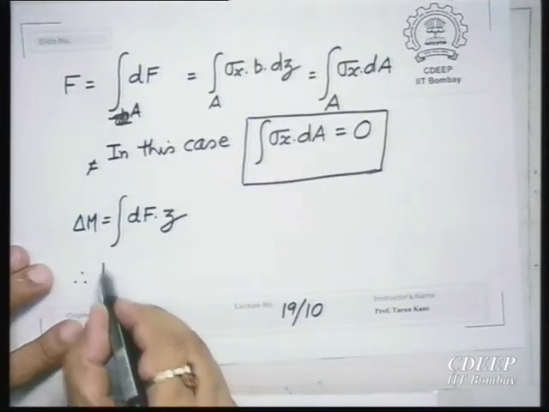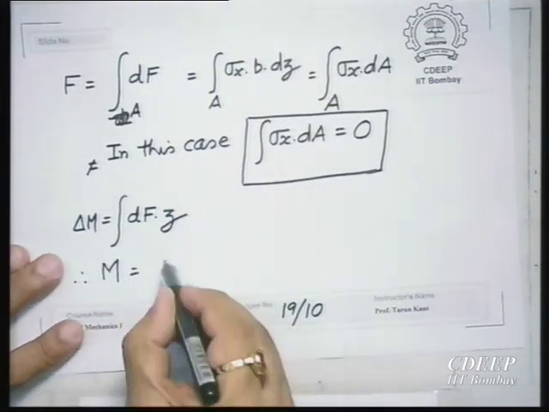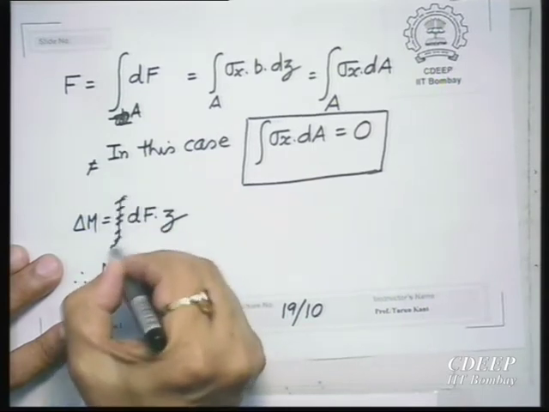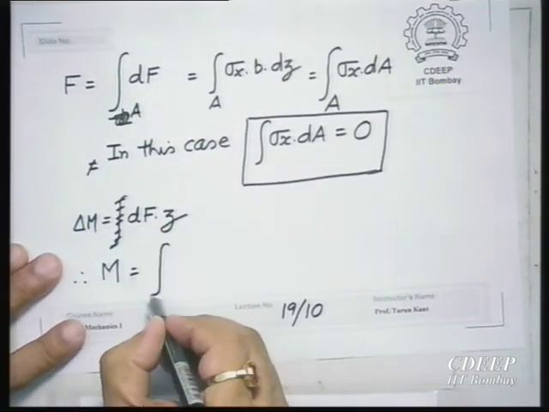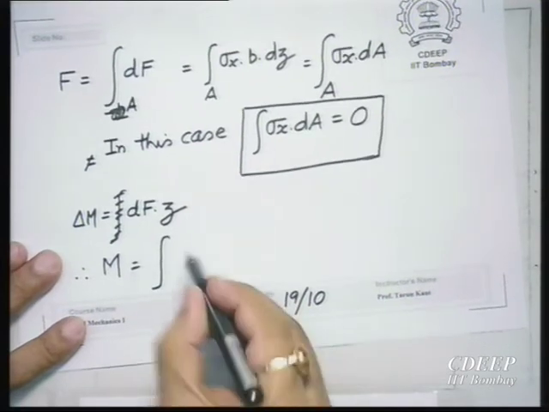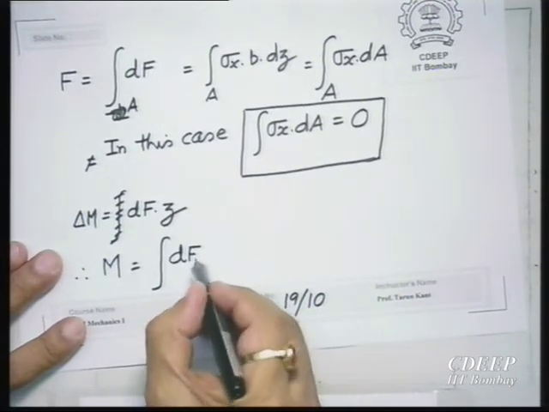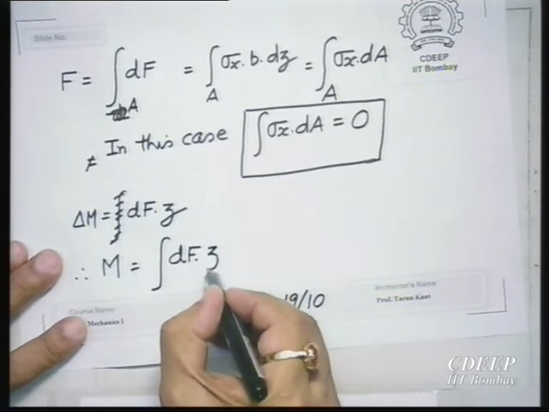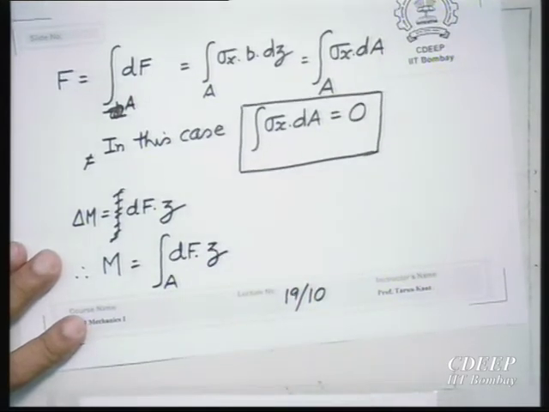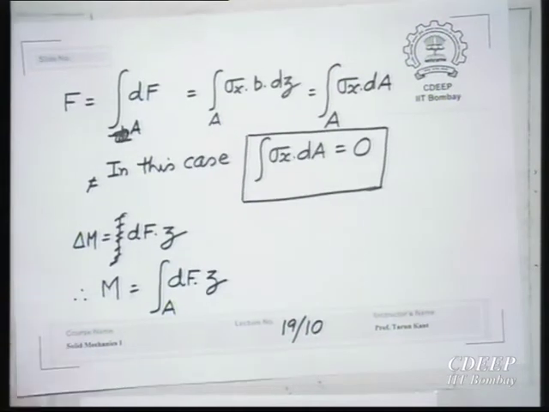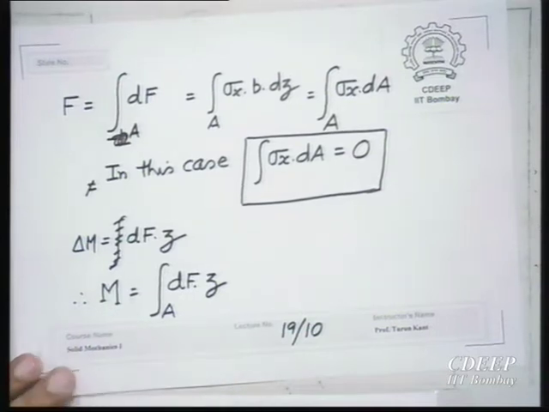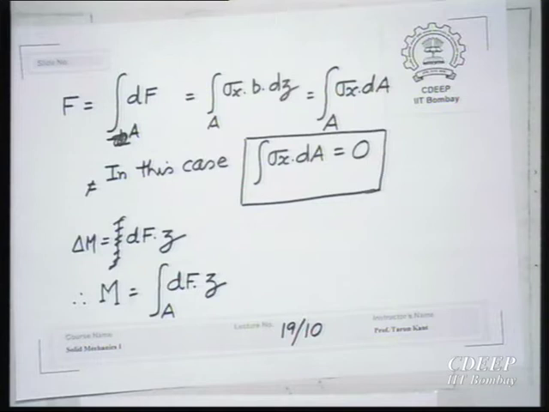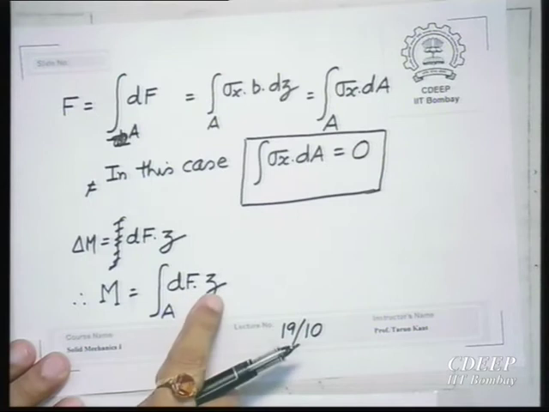Therefore, what is M? Integral dF into z. If you take the integral over the entire area, then this will be the moment applied at the cross section, and this moment is actually there. The bending moment applied at the cross section is equal to M. So I have now related the external force to the internal force. Internal force is in the form of stresses.